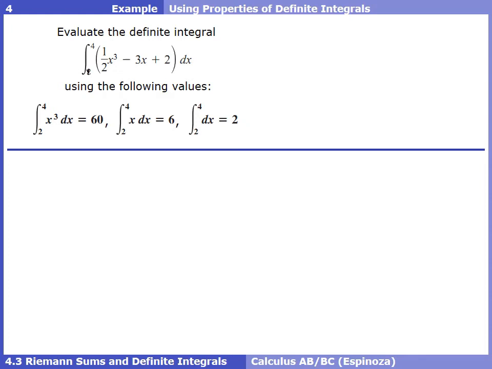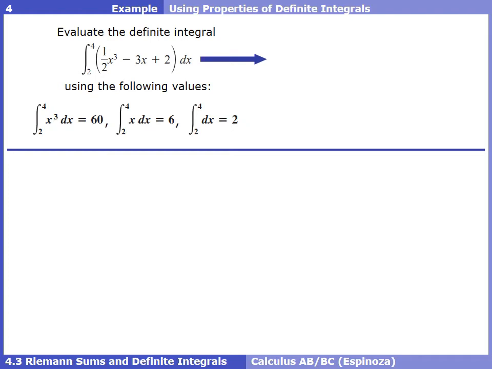Just to make sure we're all on the same page, if I were to scribble out this upper and lower bound of 2 and 4, that problem would be like a 4.1 problem, and we could apply the power rule to find the antiderivative. Unfortunately, it's got bounds, and we don't know how to deal with that kind of a problem yet. So all we can do is use some properties that we know here, and maybe this information they're giving us at the bottom to figure out this answer.